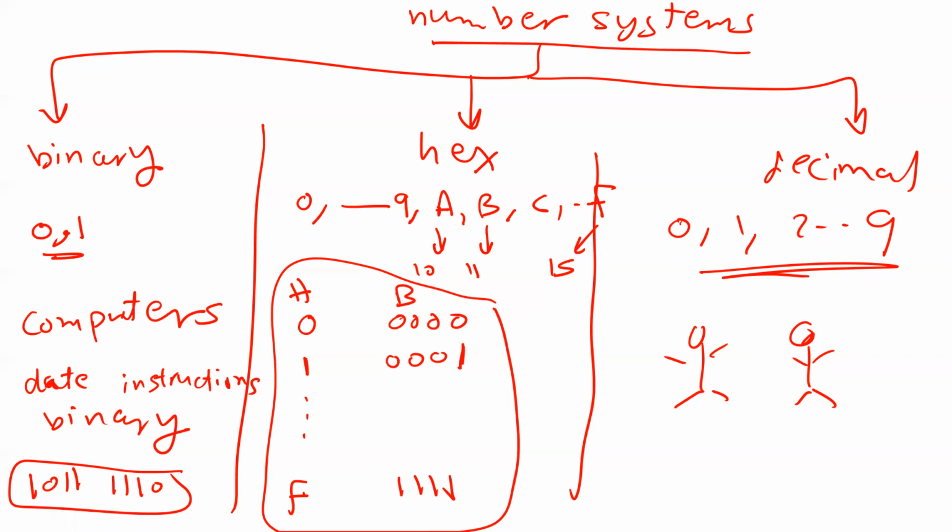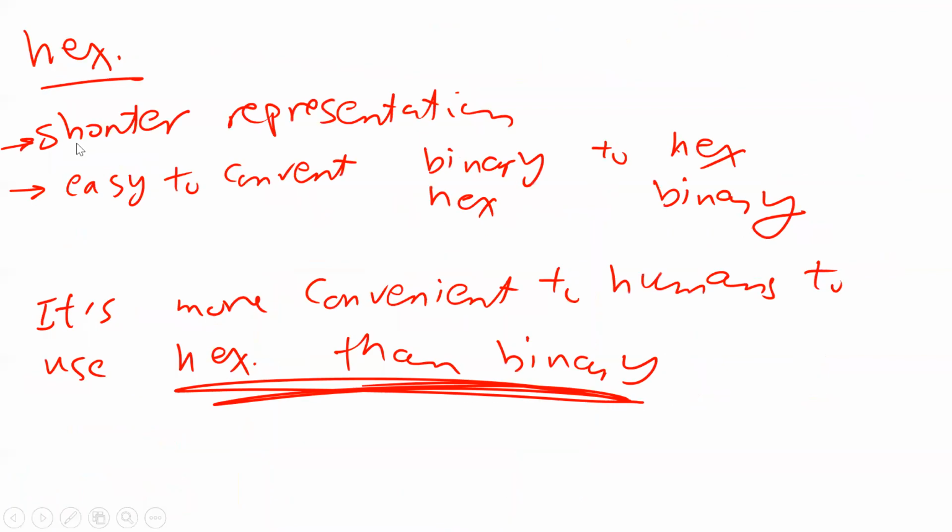So what I want to say is, I want to make it very clear, no one is using hexadecimal, okay? However, for us humans, it's more convenient to work in hexadecimal than in binary. So hexadecimal is a shorter representation, easy to convert binary to hexadecimal and hexadecimal to binary, and more convenient to humans than binary.